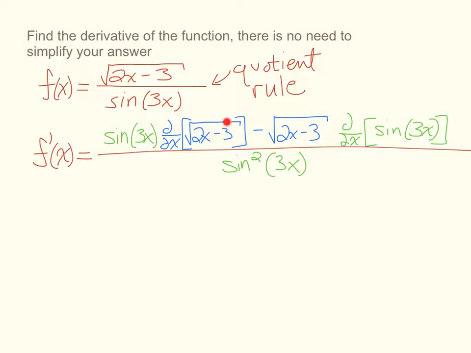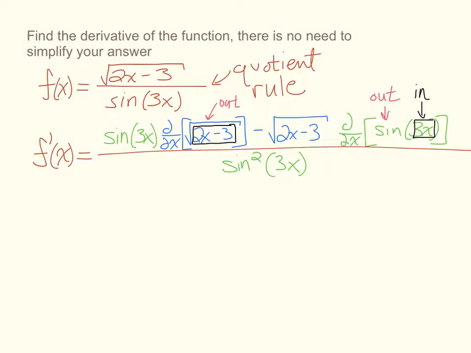All we have to do now is find the derivatives left over in our quotient rule. And in both cases, we will need to use the chain rule to find these derivatives. You can see that here we have an inside function of 2x minus 3 and an outside function that is a square root. And over here in this other derivative, we have an inside function that is 3x and an outside function that is sine. So as we go through and find this derivative, we will have to use chain rule for this derivative and this derivative.